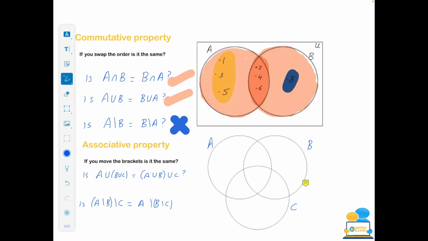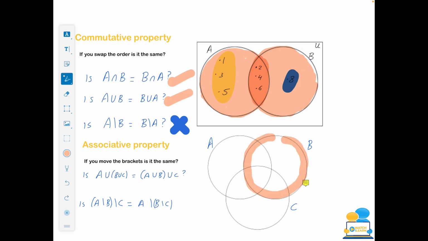So the associative property then basically asks, if you move the brackets, does your answer stay the same? Okay, so we're going to start with union. When we look at this, remember from BIMDAS, you always do what's inside the brackets first. So B union C.